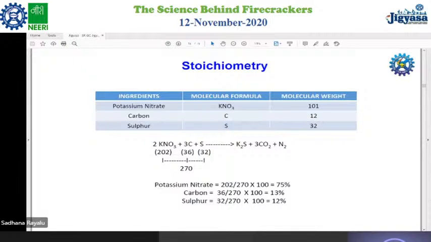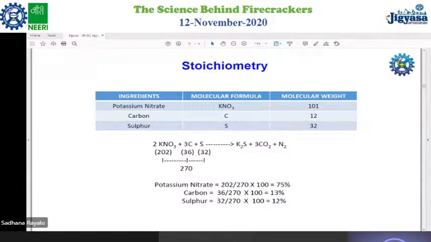Potassium nitrate has an atomic weight of about 202, carbon is 36, sulfur is 32. What happens when the reaction is happening? Potassium sulfide is generated, carbon dioxide is released, and nitrogen is released.